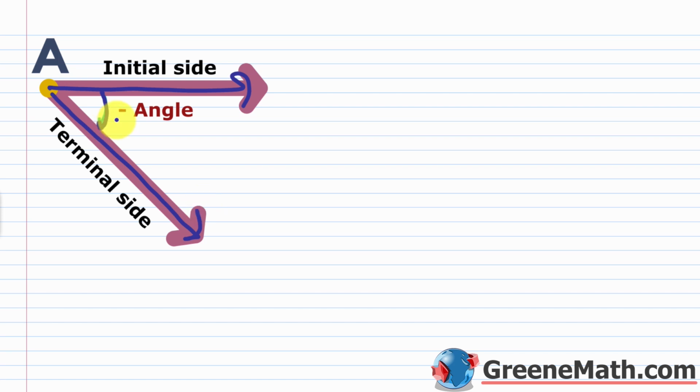Now you could imagine if I started here and I went this way around to generate the same terminal side, okay, well now I would have a positive angle because I'm going counterclockwise for the rotation. Okay, so we'll talk more about this as we progress.